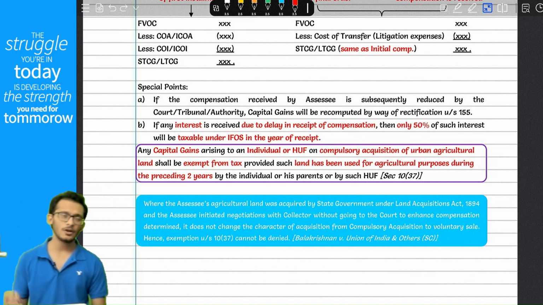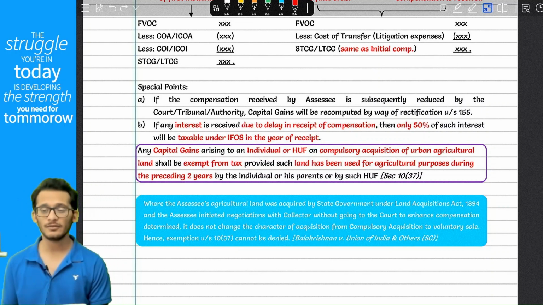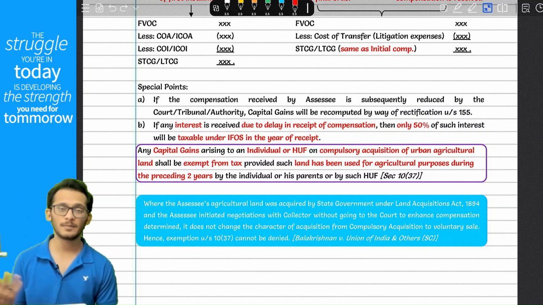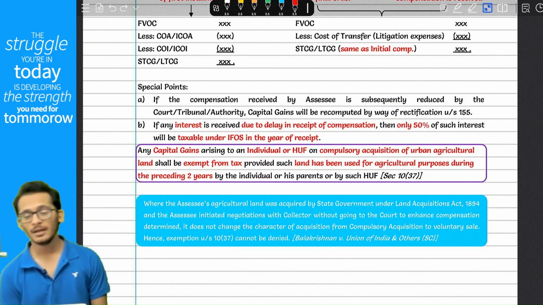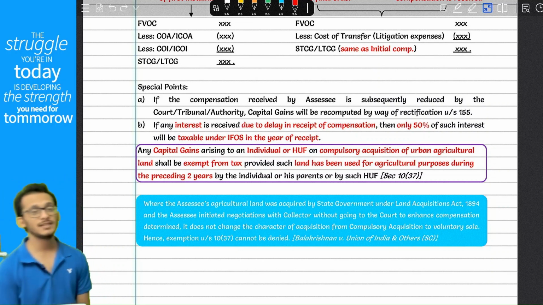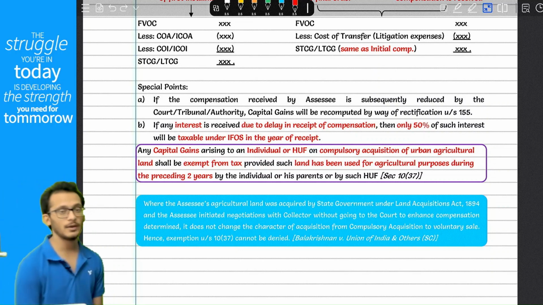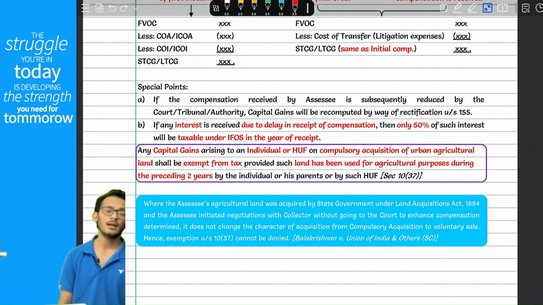But if you did not want to go to the court, but you went to the collector's office and negotiated with him to increase the price automatically, it does not change the fact that the asset was still compulsorily acquired.